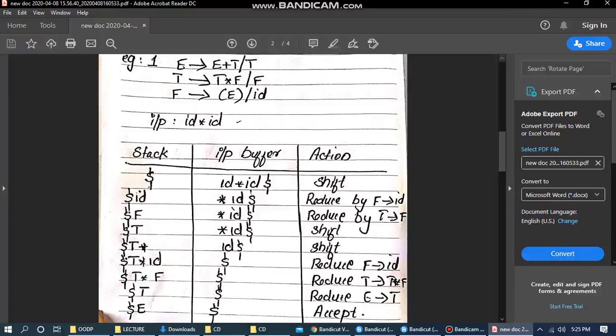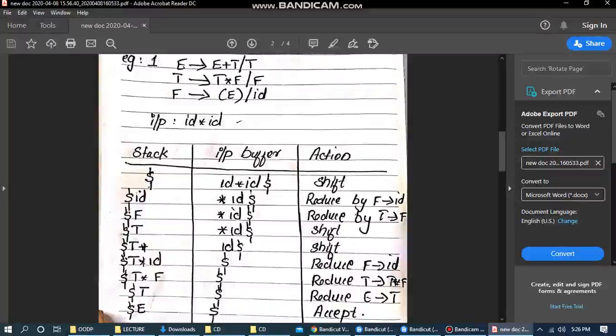Reduce by F gives id. Then again we come back. Again the third step, id is replaced with F. The input buffer is written same as above, and again we compare the stack elements with the right hand side of the grammar. Yes, in the second production you have F. Two productions are there for T: T gives F, and T gives T star F. So F can be reduced by T. Reduced by T gives F is the third action.